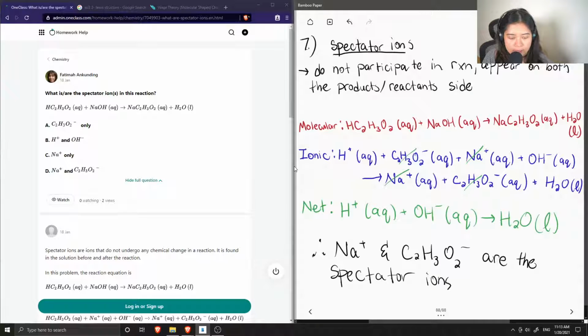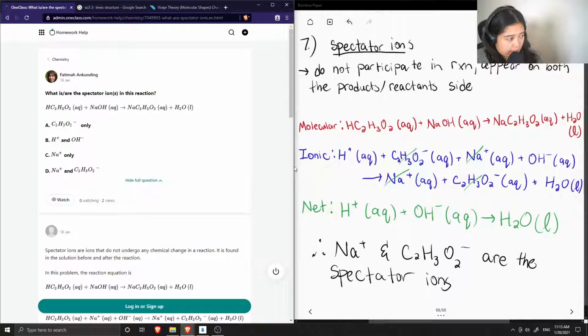So they're called spectator ions because it's as if they're watching the reaction happening. They don't actually participate in the reaction. That's how it got its name. And if we look at the options they give us in the question, we can see that this is option D.